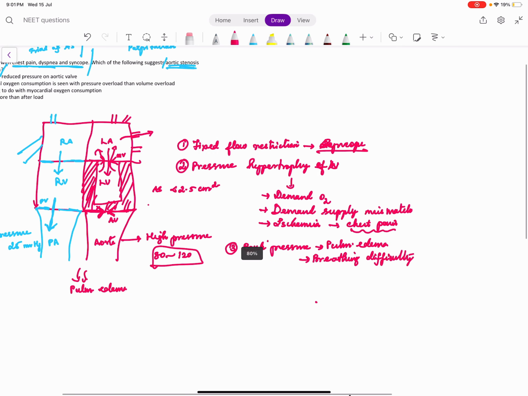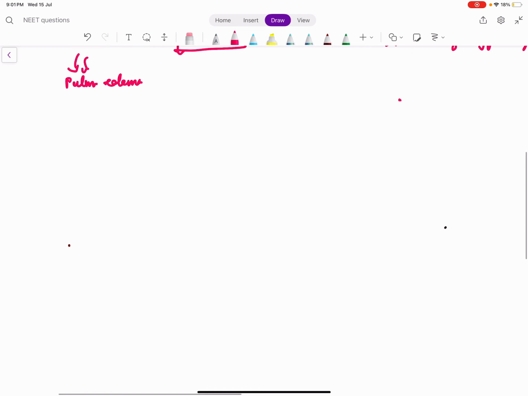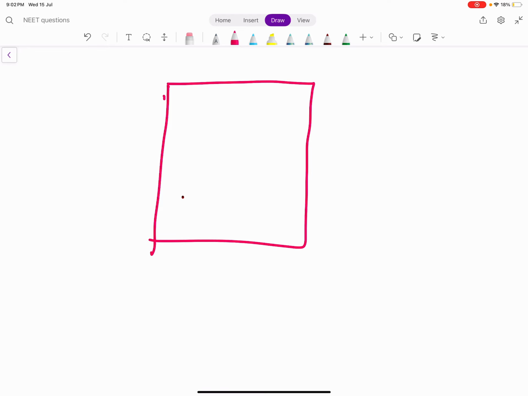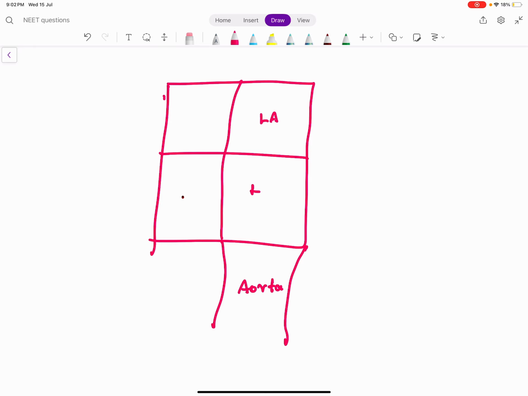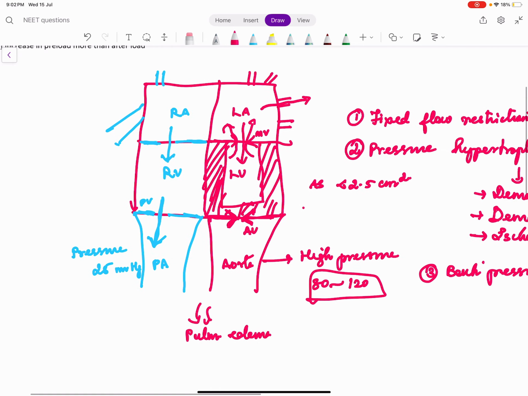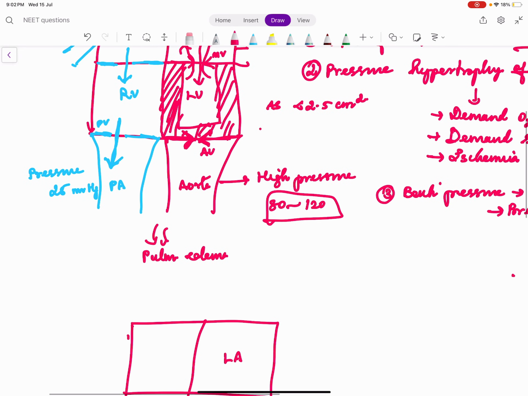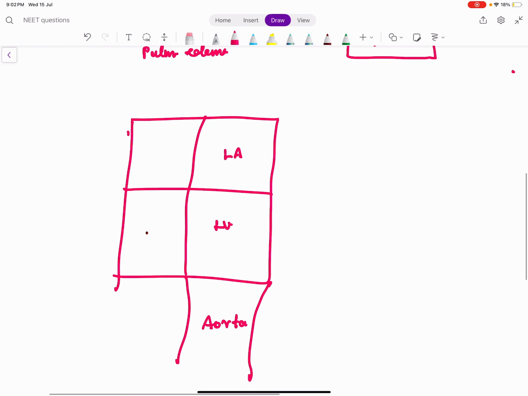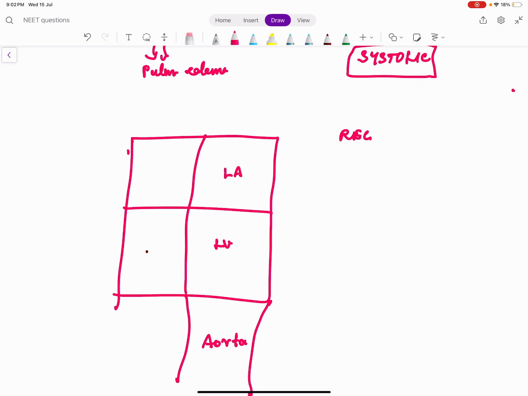Now on the contrary, what happens in aortic regurgitation? So we'll draw a diagram like this again. We'll concentrate only on the left part. Remember, stenosis, whether it is mitral stenosis or aortic stenosis, is always a systolic problem. Blood does not enter from the left ventricle to the aorta during systole, whereas regurgitation is a diastolic problem.